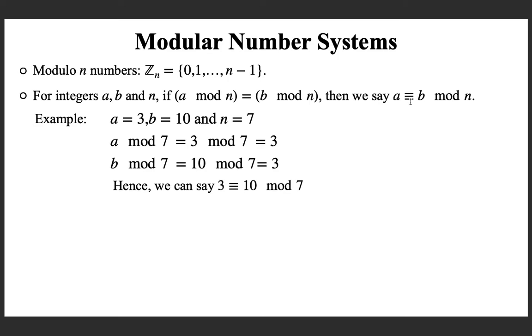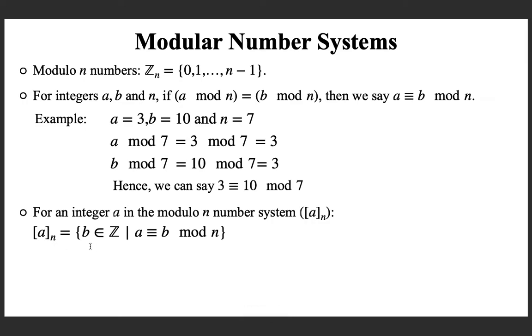It basically tells you that they are equivalent in the set of all integers and they are the same in the modulo system. For an integer a in the modulo n number system, we are going to define a class represented as square brackets a subscript n. And what is it? It is nothing but the set of all integers b such that a is congruent to b modulo n. That's it. It is a notation representing the set of all integers b such that a and b will have the same remainder when you divide them by n. You collect all such b, that is this set.